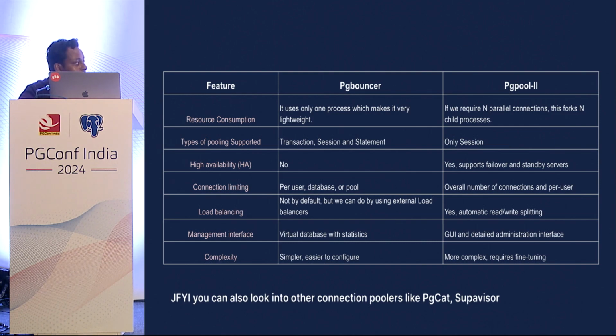Management interface: as you can see, there is a separate database that PG Bouncer creates to draw any insight. We need to log into that database and draw insight. But PG Pool 2 provides a GUI and detailed administration interface. Complexity wise, PG Bouncer is a little bit simple, but PG Pool 2 is more complex. But there are more tools available in the market, like PG Cat and Supervisor, which you can definitely check.